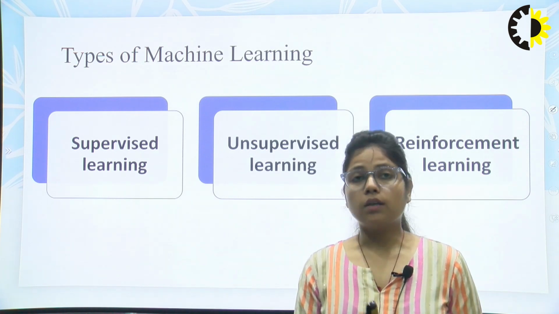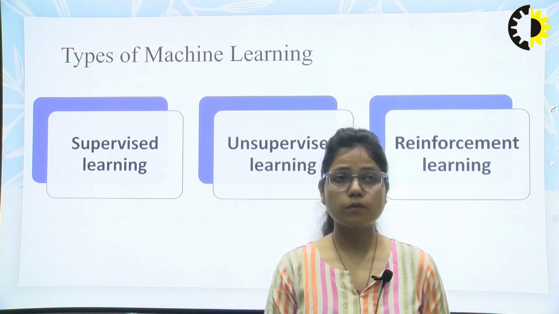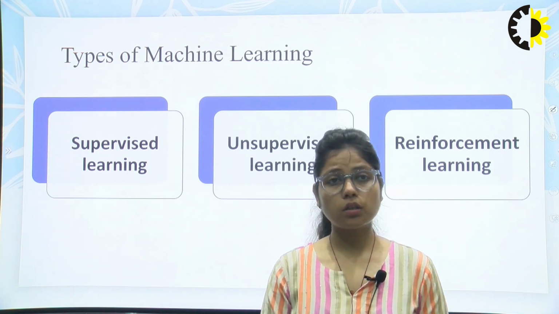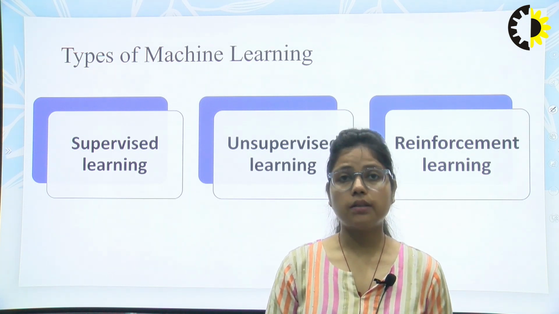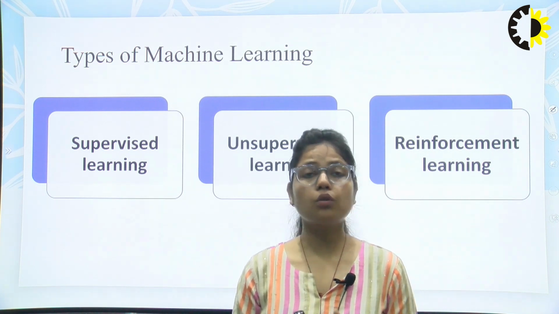Types of machine learning. We have three types of machine learning: supervised, unsupervised, and reinforcement. In supervised machine learning, we use a labeled dataset. In unsupervised machine learning, we use an unlabeled dataset. And reinforcement learning is basically based on a reward system.